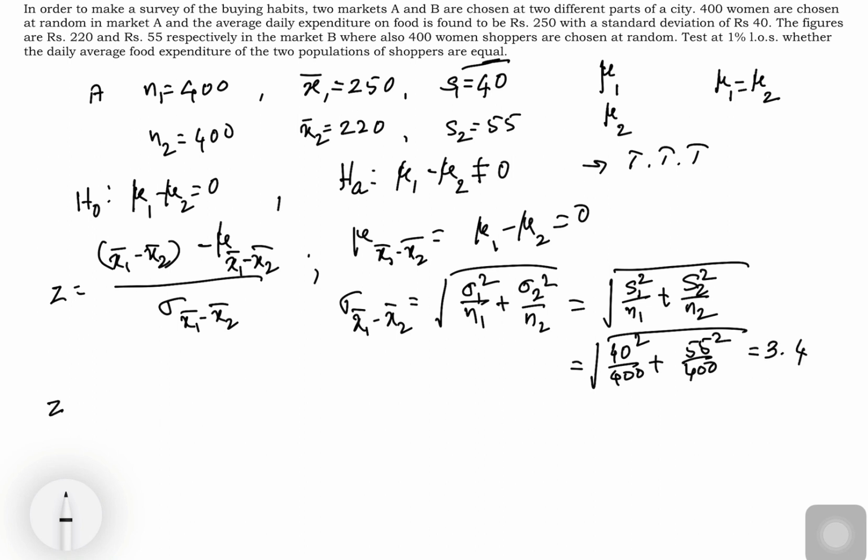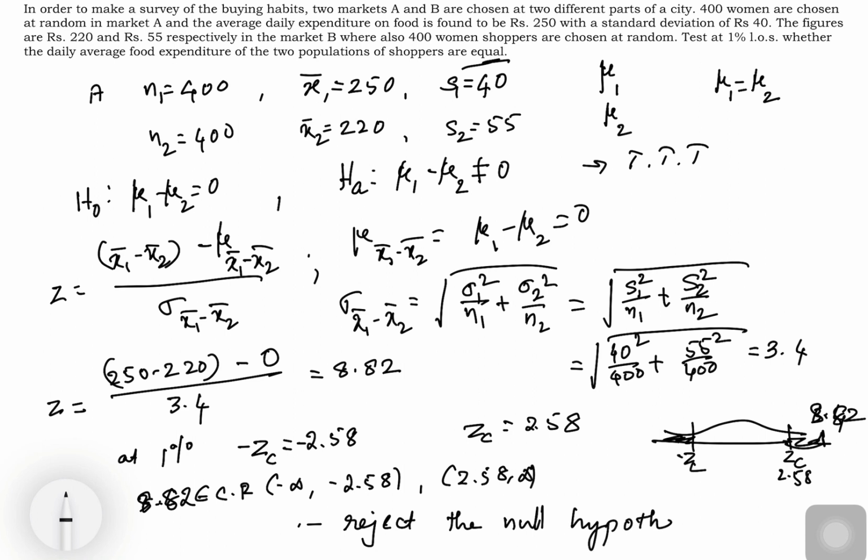So substituting in this Z, we will have x1 bar is 250 minus 220 minus 0, divided by 3.4, and it is found to be equal to 8.82. So at 1% level of significance, the ZC value is equal to 2.58, and minus ZC is minus 2.58. The critical region is minus infinity to minus 2.58 and 2.58 to infinity.